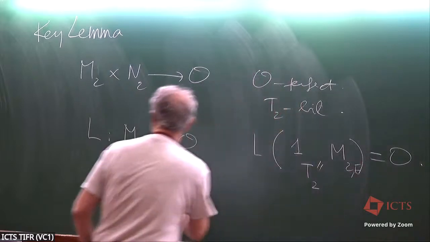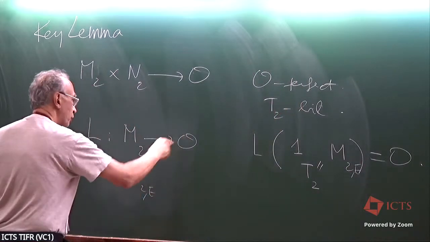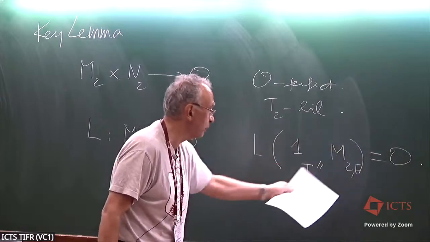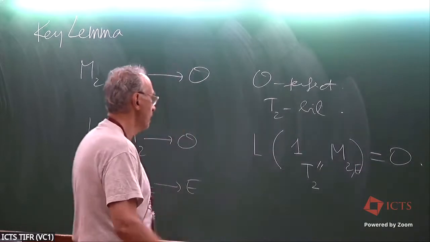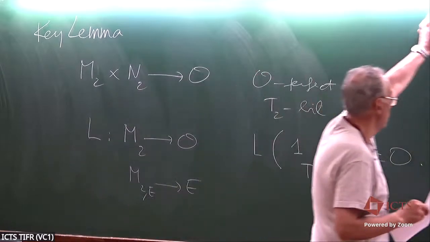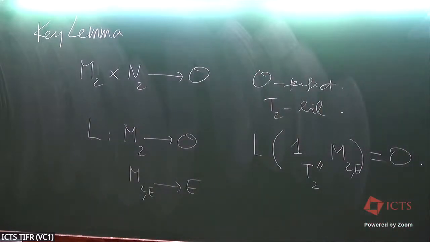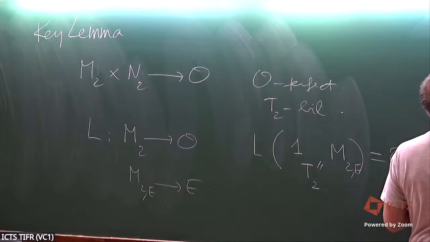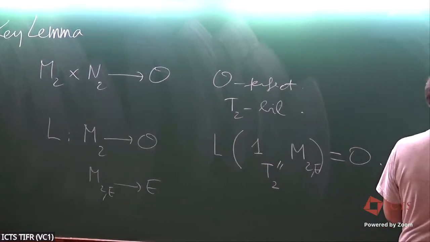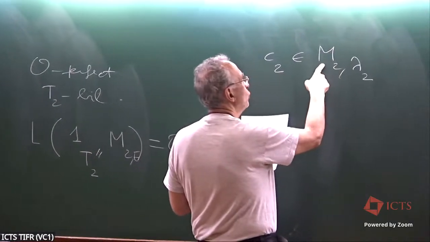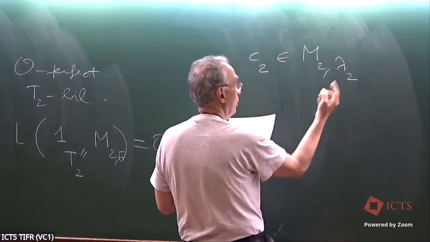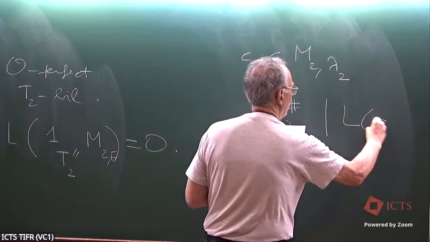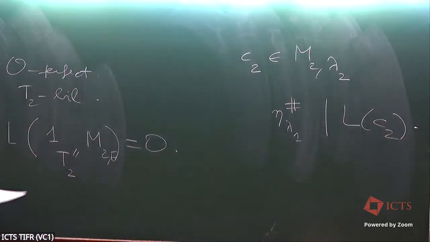Well, you extend it to E, but it is integral, and you take the part which is non-base change, okay? Then L vanishes. This is the conclusion. Of course, you need to find such an L, but if you have such an L, then the following happens. If you take some class in M2 lambda 2, so in the sub of M2 on which T2 acts by lambda 2, then the relative congruence number divides L of C2. So this is the fundamental lemma.